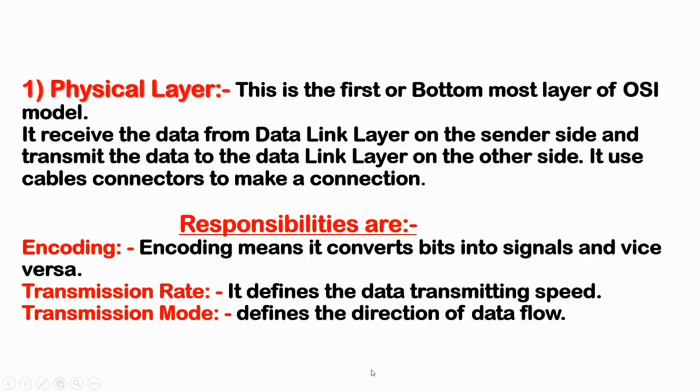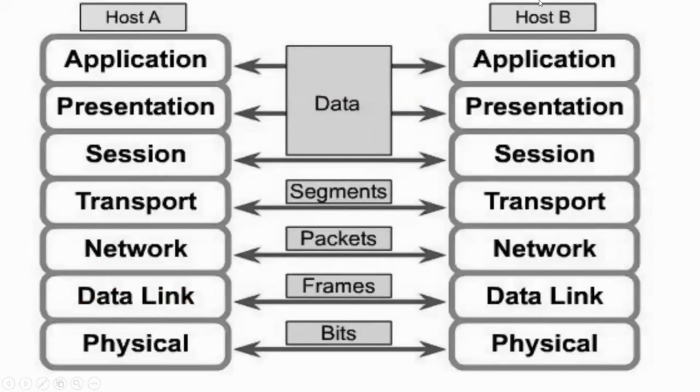Okay, so let's see. We have this first layer, and the name of the first layer is the physical layer. What is the work of this physical layer, and what are its responsibilities? When we talk about the physical layer, it is the first or bottom-most layer of the OSI model, and it receives the data from the data link layer.